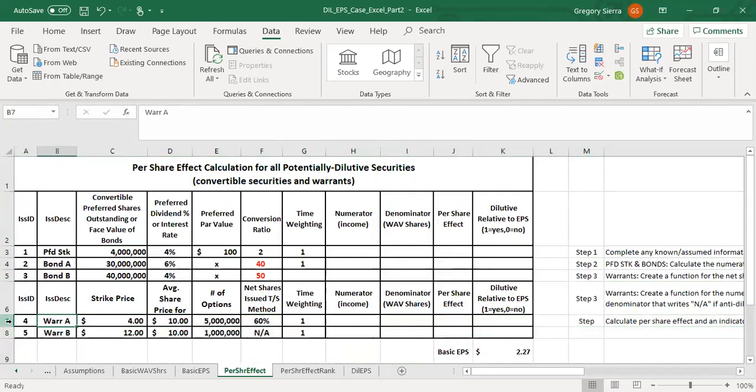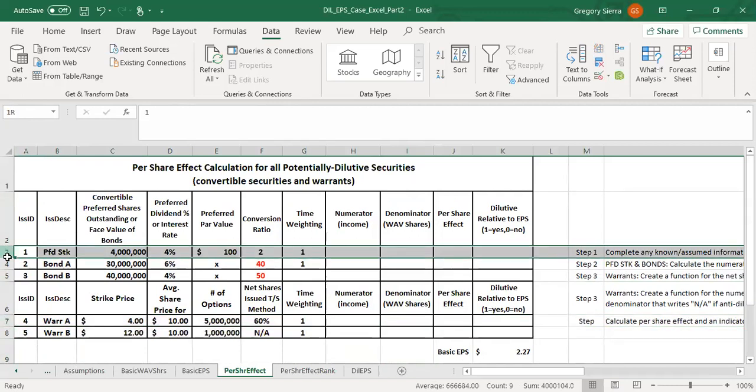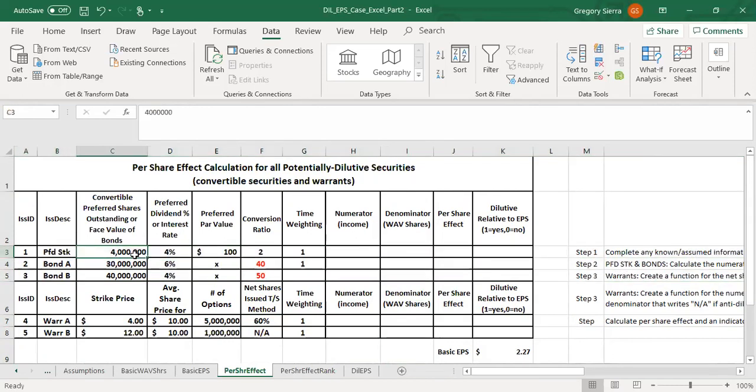They use the treasury stock method. For these securities, we're going to use the if converted method. The only difference between the stock and the bond is that for the bonds, we're going to have to make a tax adjustment because interest is tax deductible. Preferred stock dividends are not. But here's all the information that should conform to what was given to you.